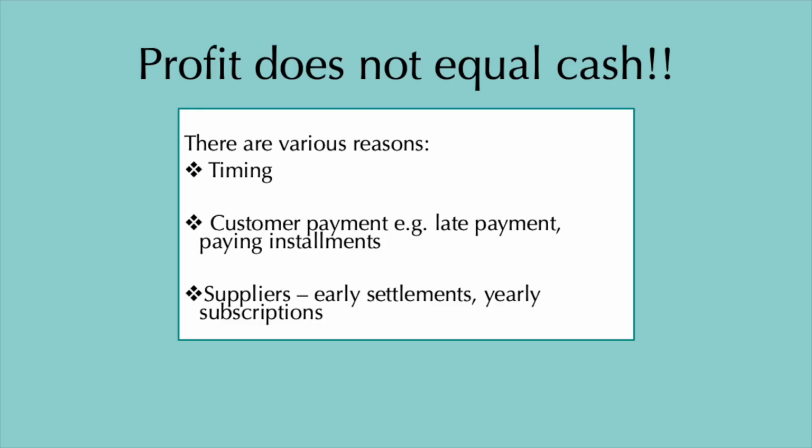There are a lot of reasons why your profit isn't equal to cash. Some of the things that you can think about are timing reasons, and when your cash comes in and out the door. If you're looking at your customers or your suppliers, for example, if your customer pays you late, you may recognize it as profit, but you may not receive the cash until later on. If they pay in installments, again, that's another example.